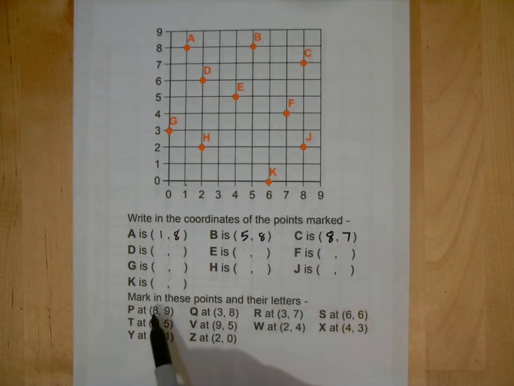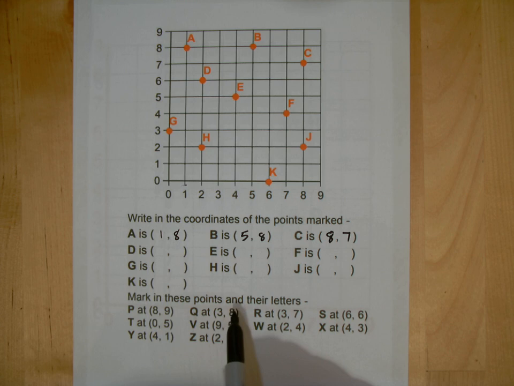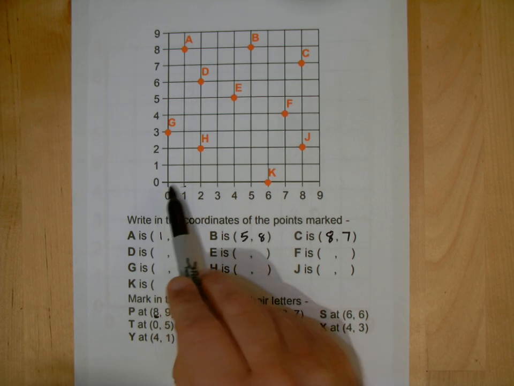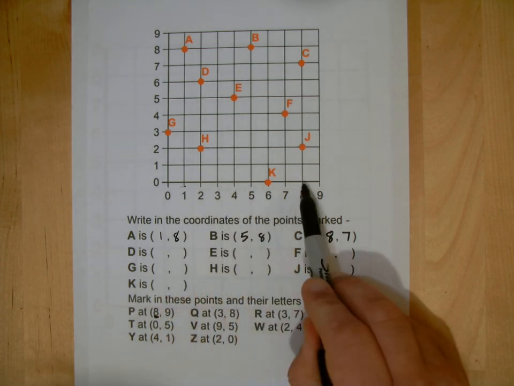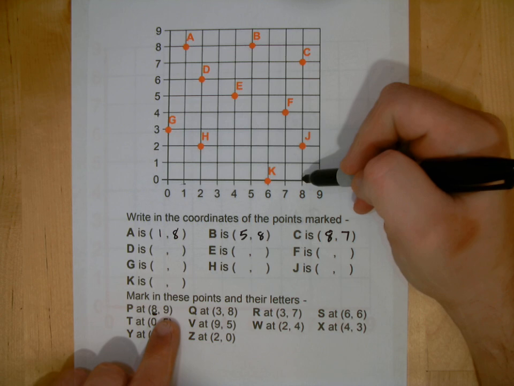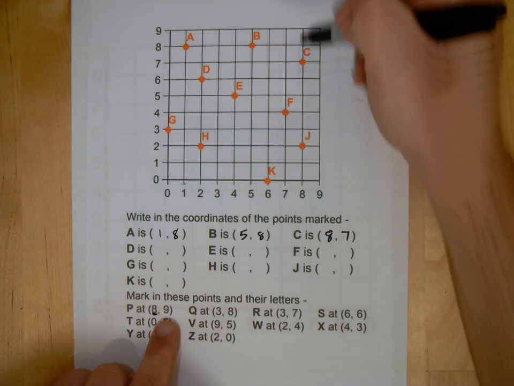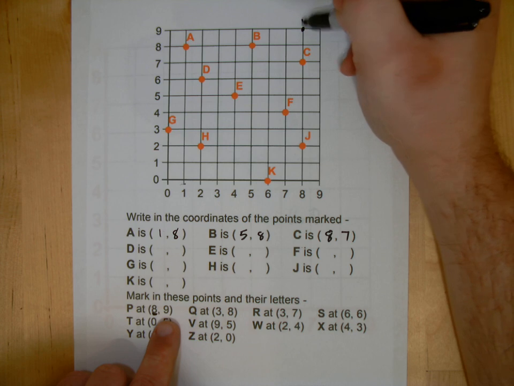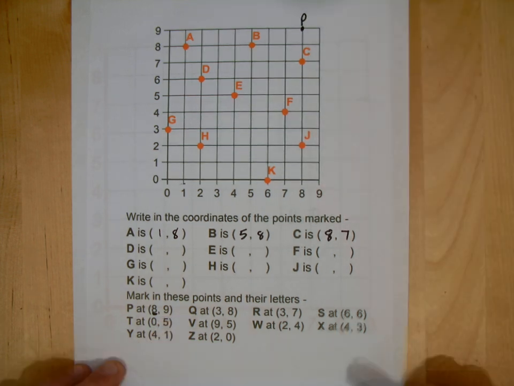And then underneath it says to mark these points and their letters. So with this one, you have P at 8, 9. So let's do P then. It's 8, 9. So that tells me, remember the first number tells me how many you go across. So if I start here, I've got to go all the way across to 8. And then it says I've got to go up 9. So I go all the way up to 9, which is right at the very top. And I put a little dot there, and I can put P. Could do the same for the other letters.